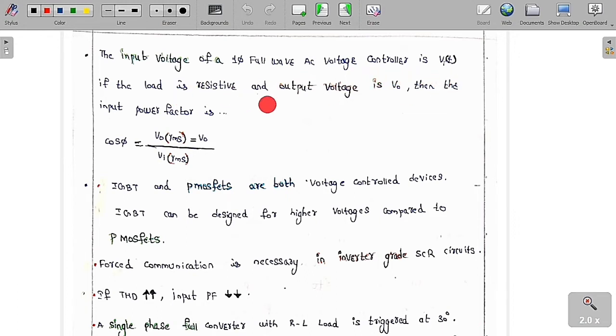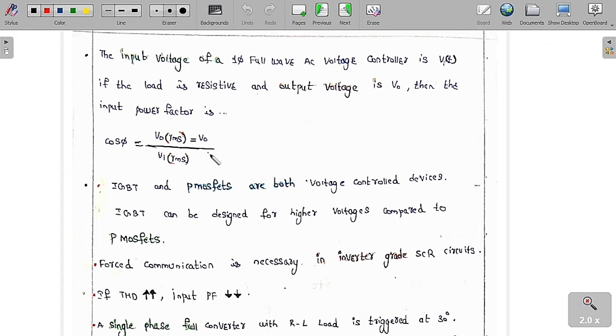If the load is resistive and the output voltage is V naught, then the input power factor is? Here the input voltage of a single phase full wave AC voltage controller is Vi of t. If the load is resistive and the output voltage is V naught, then the input power factor is equal to what? For a single phase full wave AC voltage controller, the input is Vi of t and the output RMS value is V naught. Then what is the input power factor?